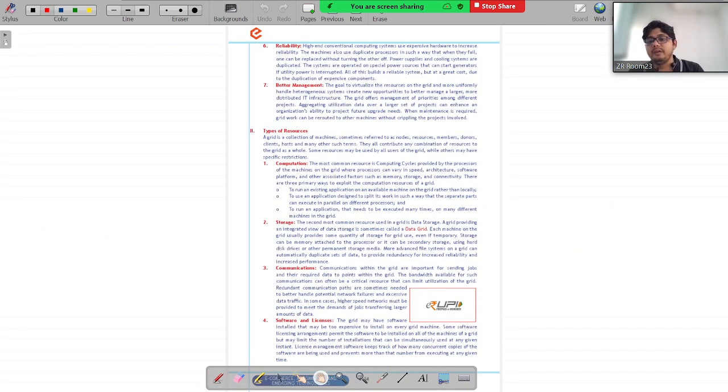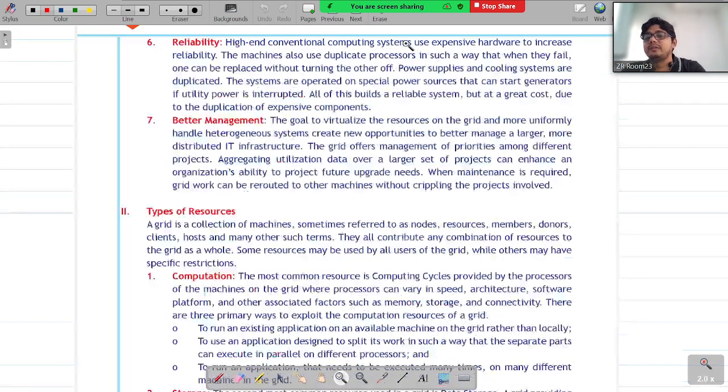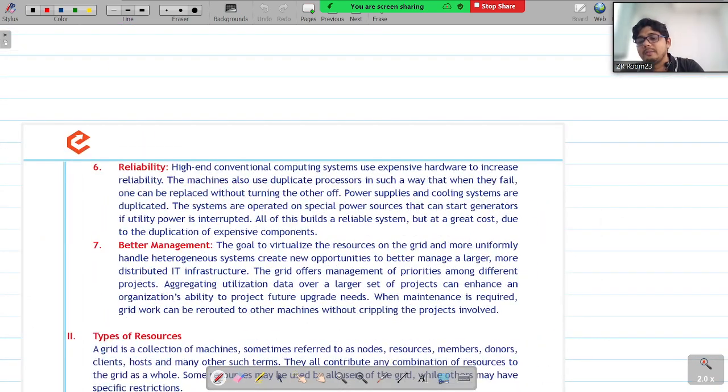Now last point, one more we are doing. You can write any 3 points in the exam. We are doing 5 points. We have done 5 points. Reliability, very easy point.